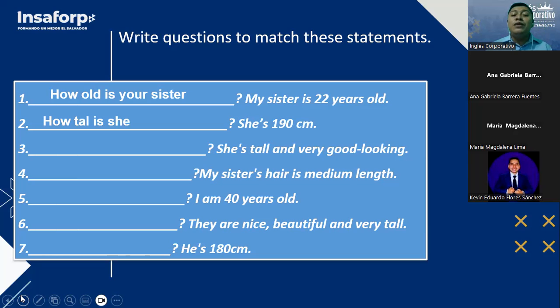Okay, number three, the answer is she's tall and very good looking. What was the question? The question is, what does she look like? Okay, excellent. You are right. That was the question. What does she look like? She's tall and very good looking.